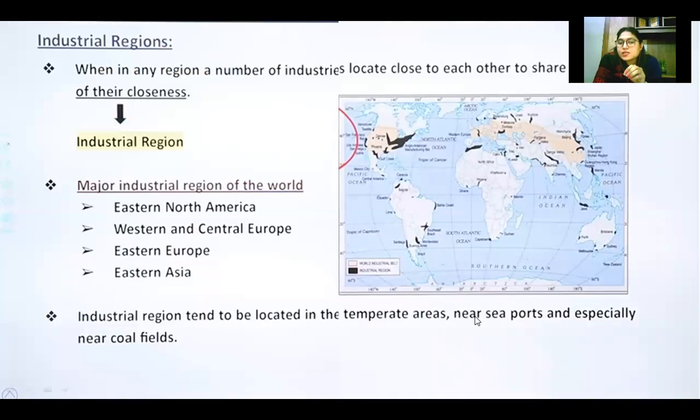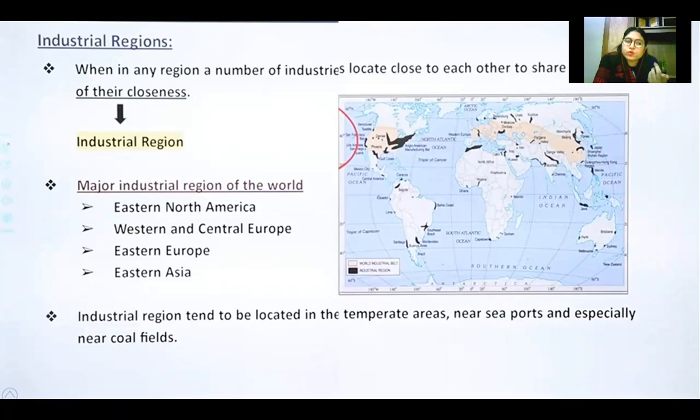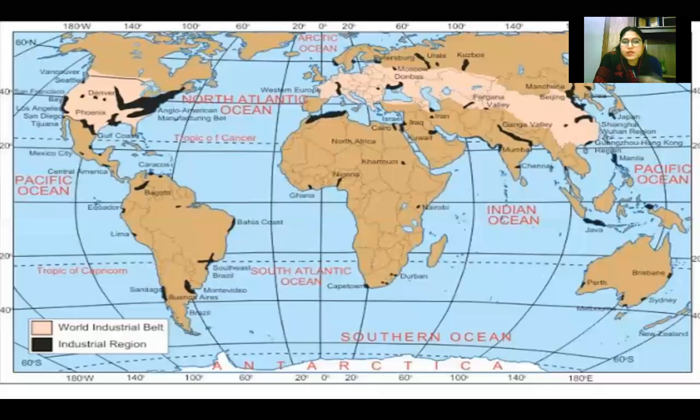Or they are near the seaports. Why near the seaports? For the transport of raw materials and finished products, and especially near coal fields. Why are these industries near the coal fields? Because of the easy availability of coal, which is a raw material for most of the mineral based industries. So this is all about the world industrial regions. We will stop here.